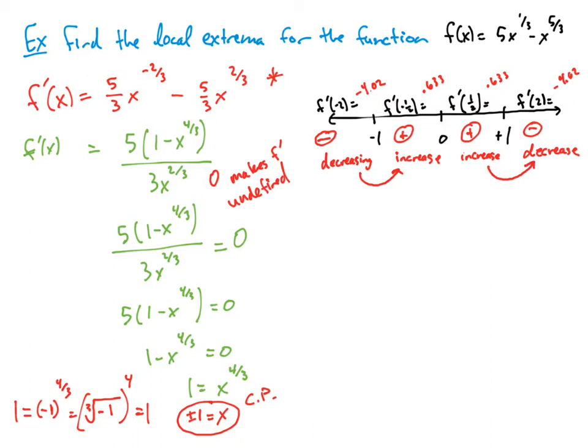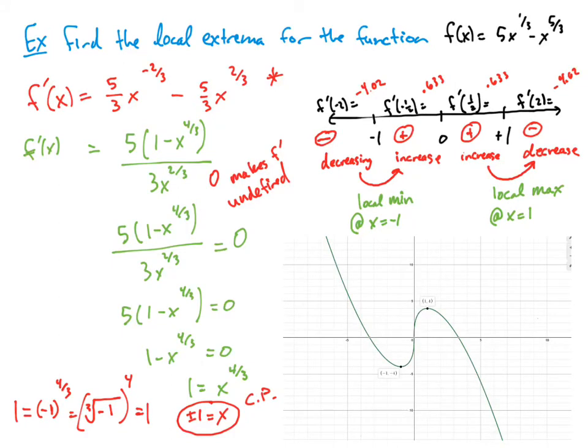When we go from decreasing to increasing, that's when the function has a local min. And when we go from increasing to decreasing, that's when we have a local max. So we'll have a local min at x equal to negative 1, then a local max at x equal to positive 1. And this is confirmed by our graph. We have a local min down here, and then a local max right here.